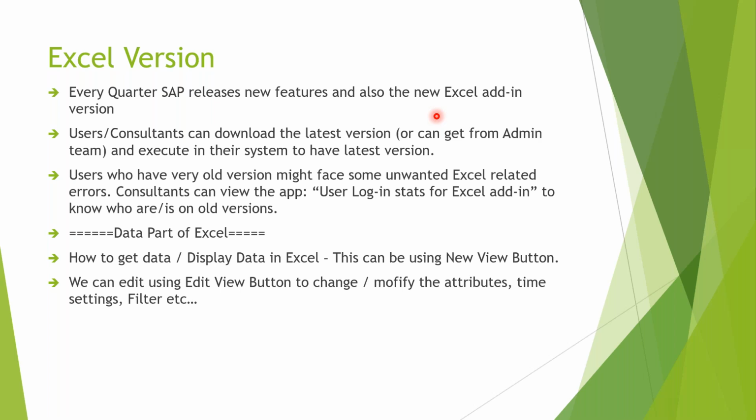March, April, May. Then in May they have added some features. Then after that, June, July, August. In August they have added new features. So like that, every 3 months they will be adding new features to certain areas. For example, on the demand planning side they will add some features, and on the supply planning side as well.